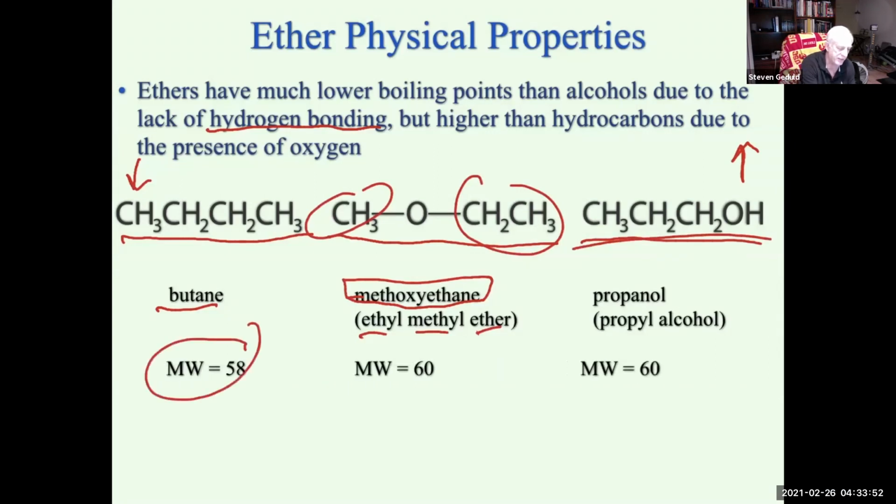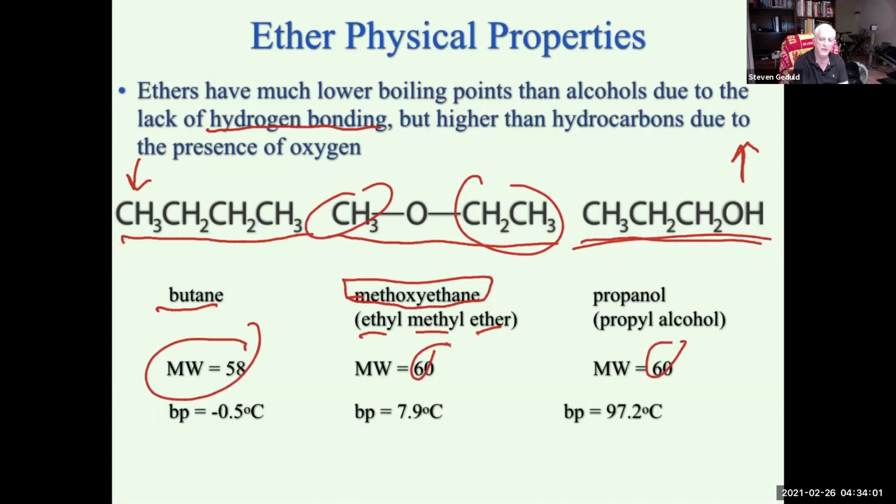Molecular weight is 58, 60, and 60, so they weigh about the same and are roughly the same size. We're comparing apples to apples. Boiling point is negative 0.5, 7.9, and then 97.2. You see how this one jumps up really high because of hydrogen bonding. This one goes from negative 0.5 to 7.9, so it's up a little bit, not a real big jump, but a little more than a hydrocarbon because of the difference in electronegativity with the oxygen between those two carbon groups.